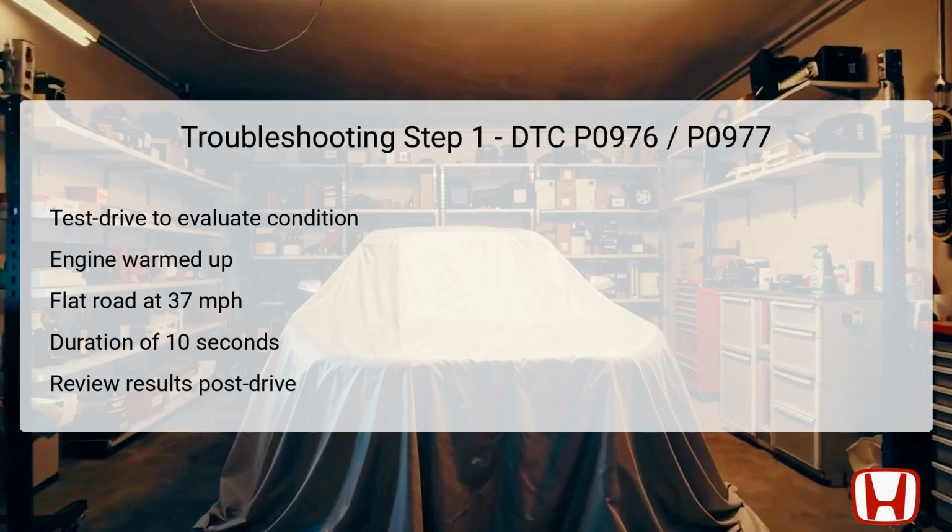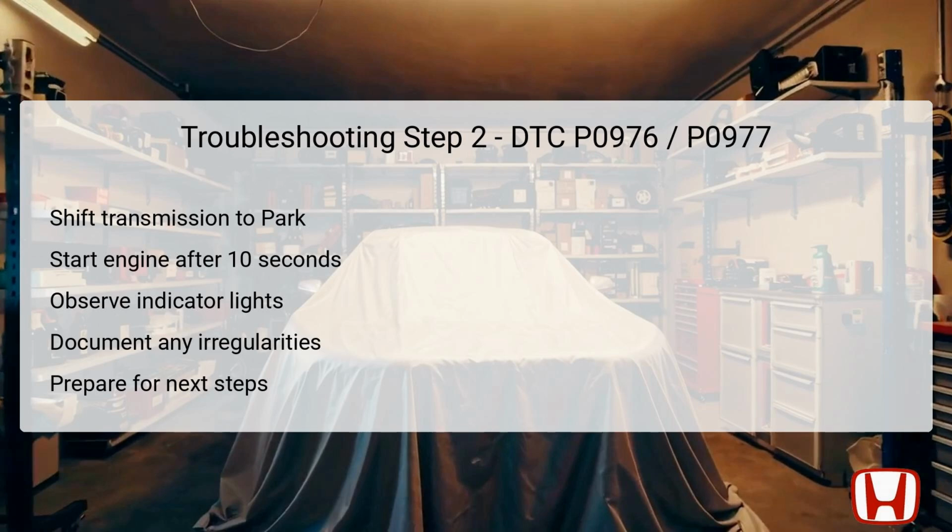The second troubleshooting step involves transitioning the vehicle's transmission to the Park, P, position. After shifting to park, start the engine while allowing it to idle for a minimum of 10 seconds. This duration allows the TCM to process the input signals from the solenoid and check for any discrepancies.